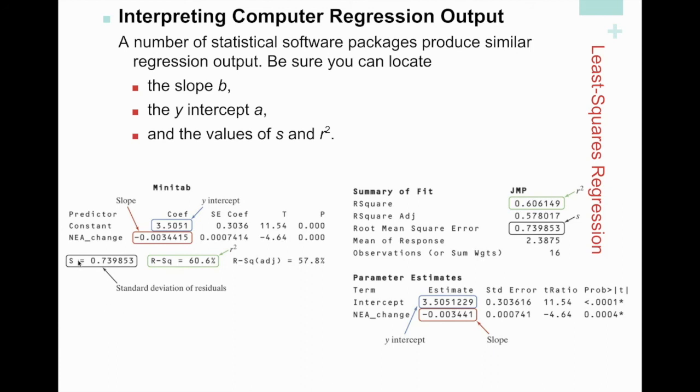Now, here you have your S. Remember that S is just the standard deviation of the residuals. And then here is your R squared. Notice it doesn't say R squared, it just says R-SQ. 60.6, it's reported as a percentage. Don't worry about the adjusted R squared. You're just going to use the R squared. Well, what about R? Just take the square root of R squared to get your R.